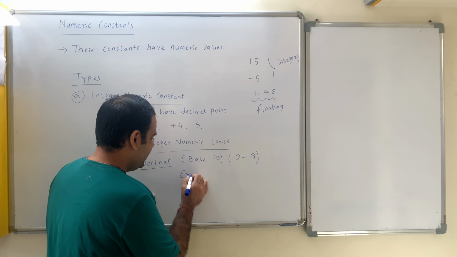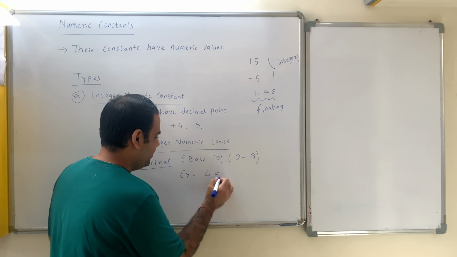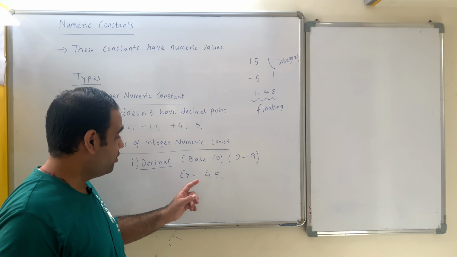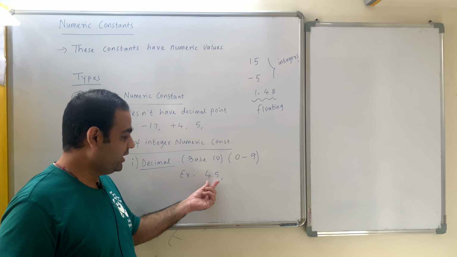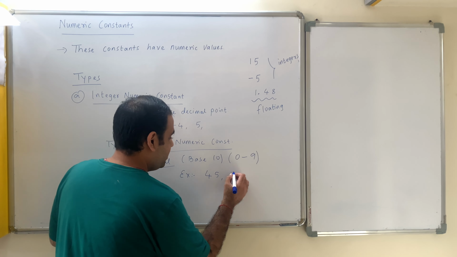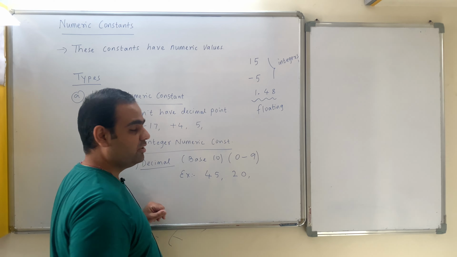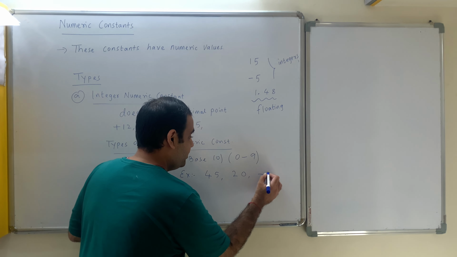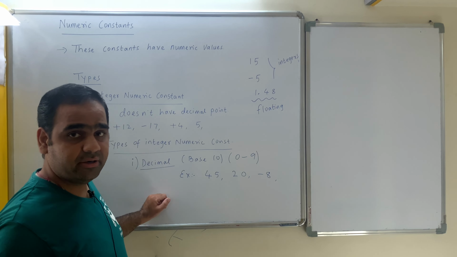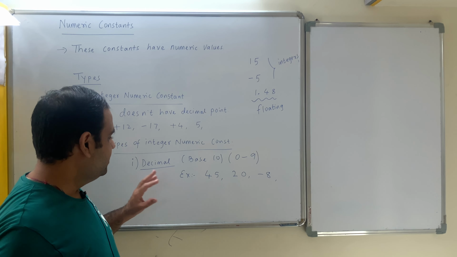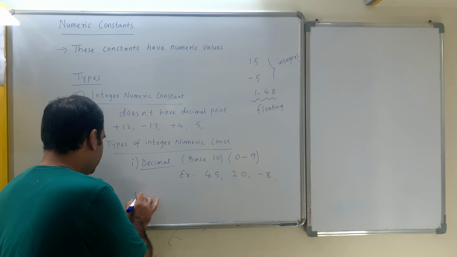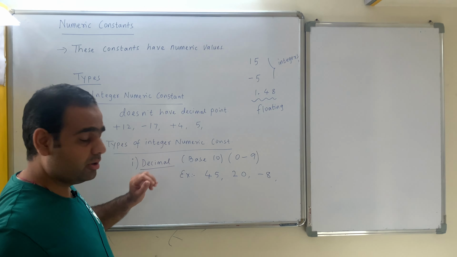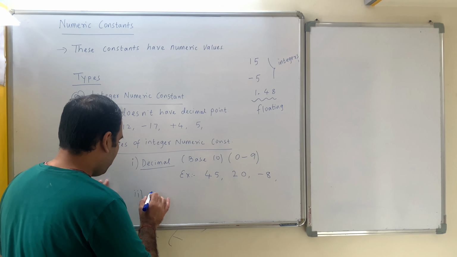For example, we can write 45. It is a decimal constant because all the numbers are from 0 to 9. You can write 20. It is a decimal constant. We can write minus 8. It is a decimal constant, and so on. The second type of integer numeric constant is octal.